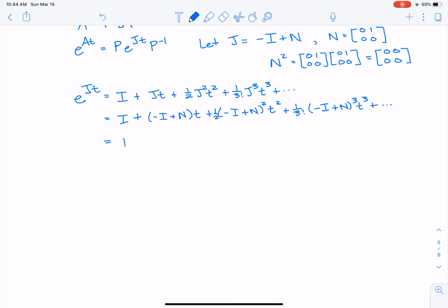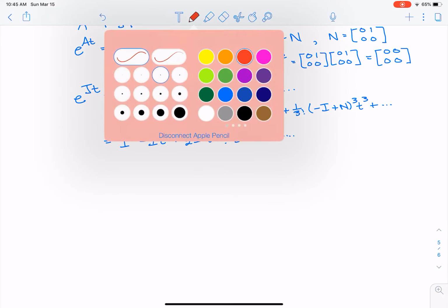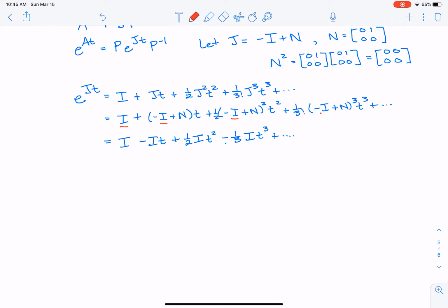So I'm going to have I minus I times t plus 1/2 I squared t squared, but of course I squared is just I, so I'm going to leave that alone, minus 1/3 I t cubed, because negative I cubed is just negative I, etc. And so those are really all the terms that come from the I's.